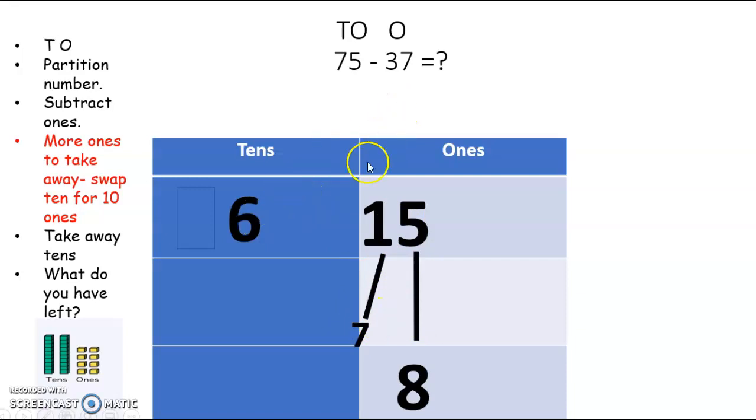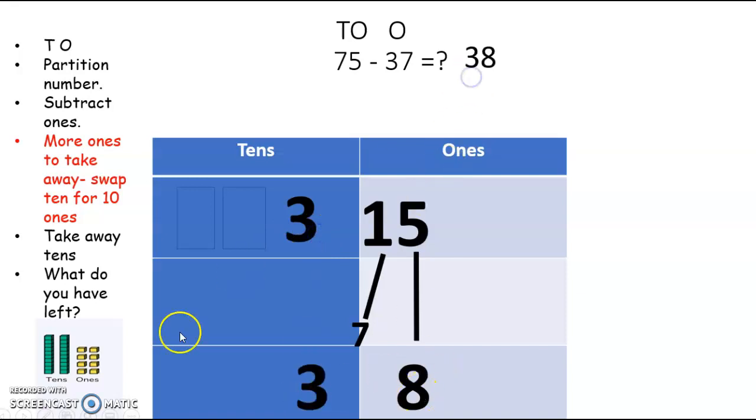So we've taken away the ones, now we've got to take away the 10s. Taking away 3 10s from 6 10s, it's 3 10s. 3 10s and 8 ones is 38.